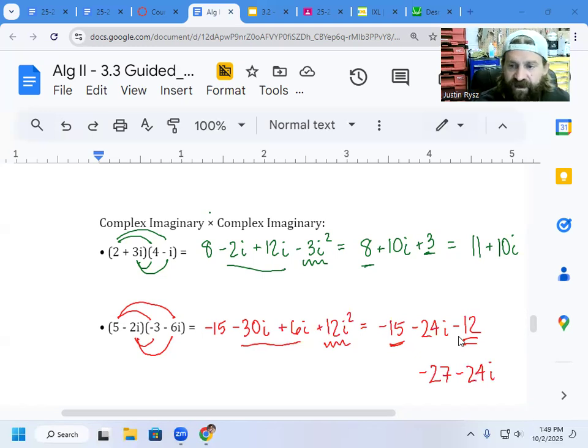All right, guys, that wraps up multiplying complex numbers. We got one more thing to do, which would be to divide complex numbers.